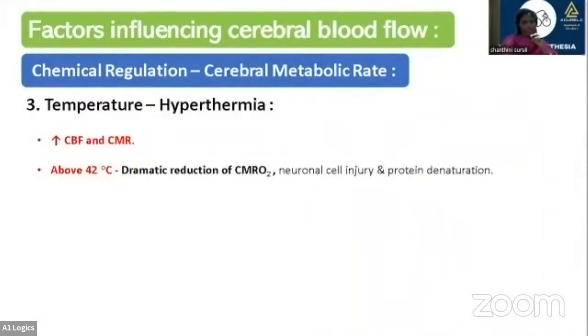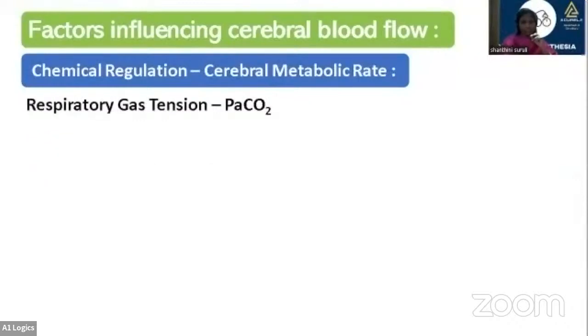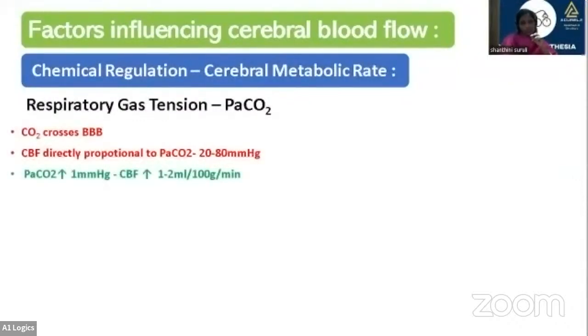Coming to hyperthermia, it increases the cerebral blood flow and the cerebral metabolic rate. But above 42 degrees Celsius, there is a dramatic reduction in cerebral metabolic oxygen consumption, probably due to neuronal cell injury and protein denaturation. So, coming to the influence of PaCO2 on cerebral metabolic rate.